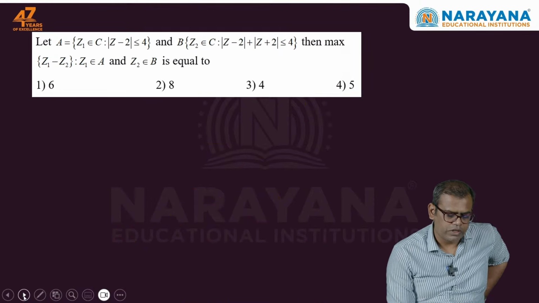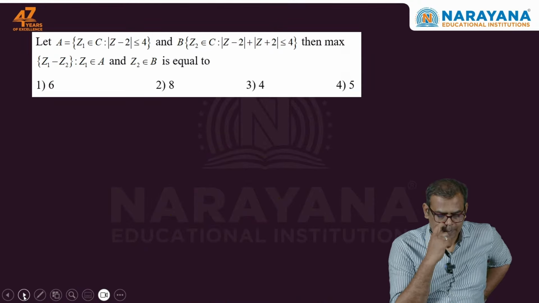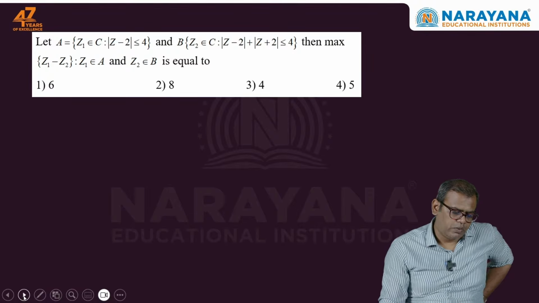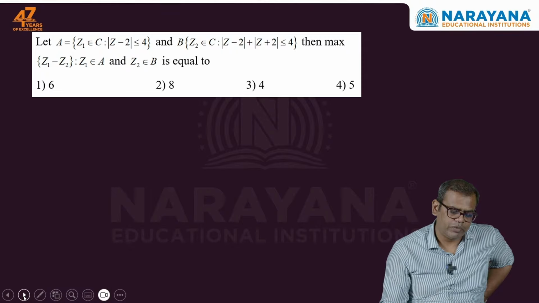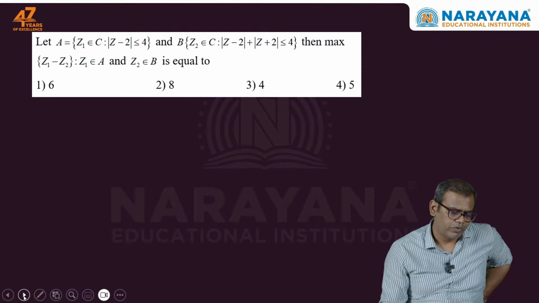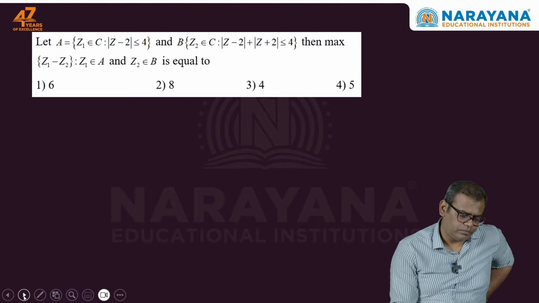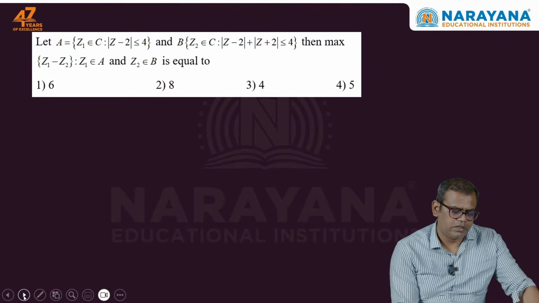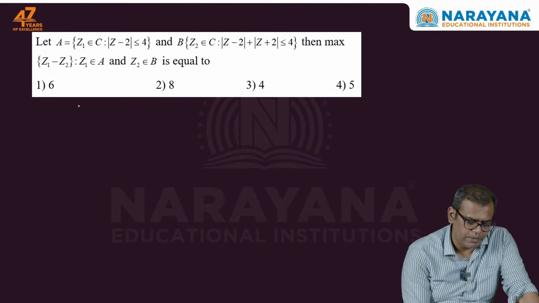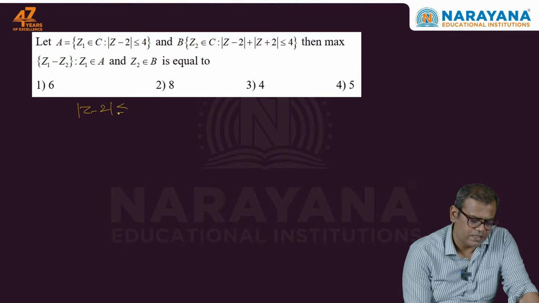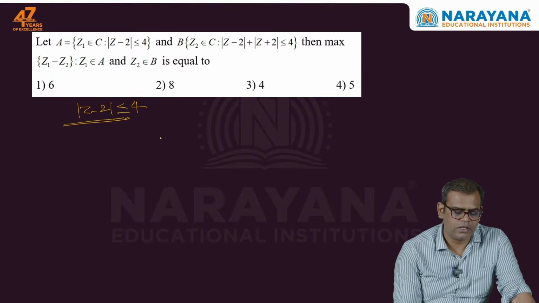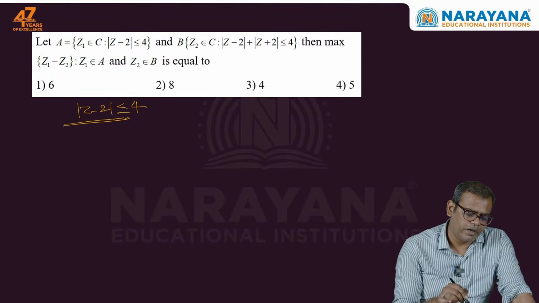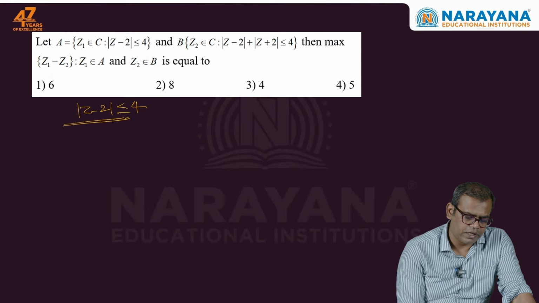Now the next question is related to complex numbers. There are two sets, A and B. The complex number Z1 belongs to set A and Z2 belongs to set B. This is the geometrical language: modulus of Z minus 2 is less than or equal to 4, right? This is the equation of a disk, including the boundary and the inside of the circle, right?